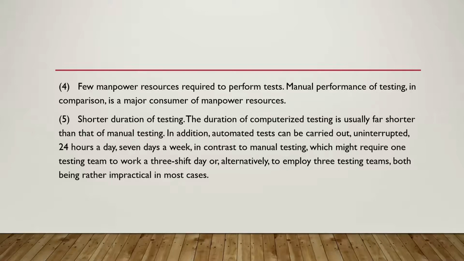Number six is performance of complete regression tests. Because of the shortage of time and manpower resources, manual regression tests tend to be conducted on only a relatively small portion of the software package. Hence the advantage of automatic testing: the minimal time and manpower resources required make it possible to rerun tests based on the previous results.